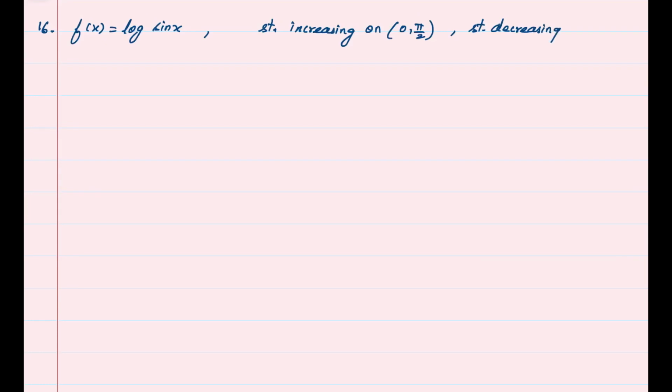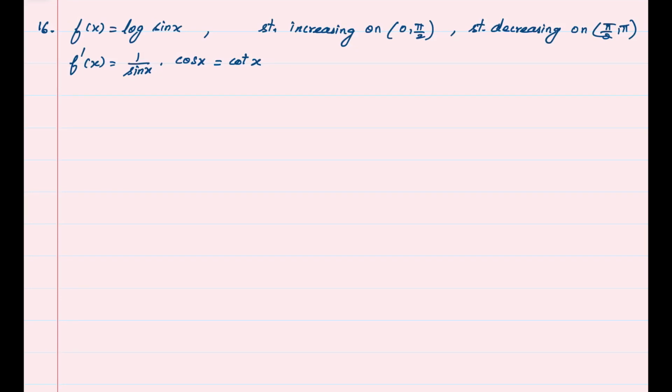Question 16. Prove that the function f given by f of x equal to log of sin x is strictly increasing on open interval 0 to pi by 2 and strictly decreasing on open interval pi by 2 to pi. Let us find f dash of x. We have to apply chain rule. Derivative of log is 1 upon sin x and derivative of sin x is cos x. So, we get cot x.